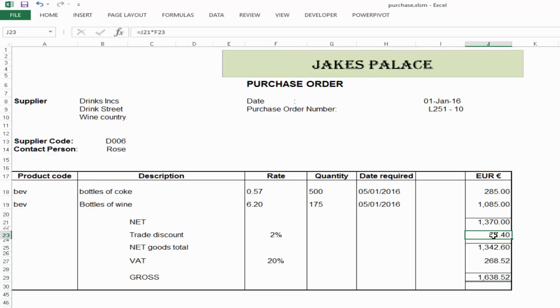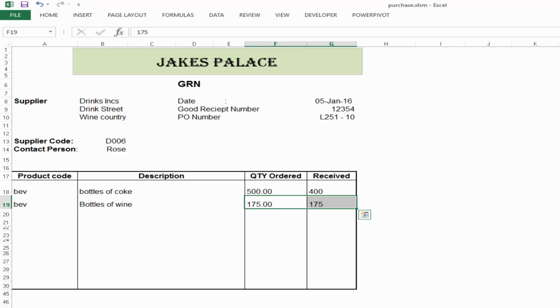So we send this purchase order to Drinks Inc. and Drinks Inc. then dispatches the goods. When they dispatch the goods, the next document that we raise is a goods received note. And here's a sample goods received note that Jake's Palace has for the purchase order that we just looked at.